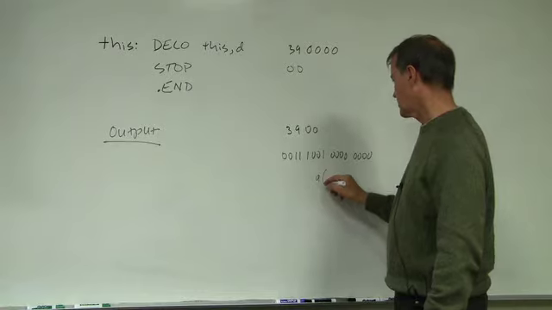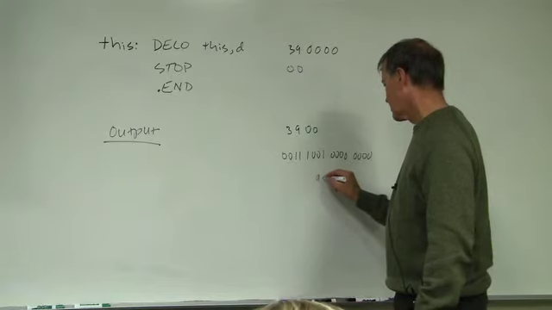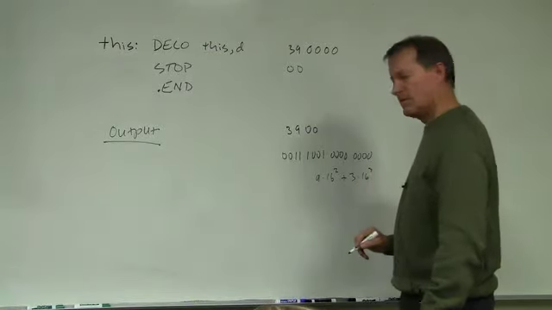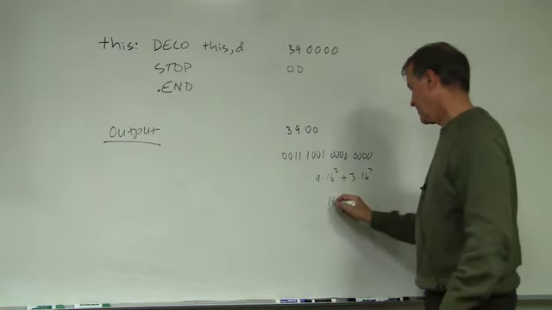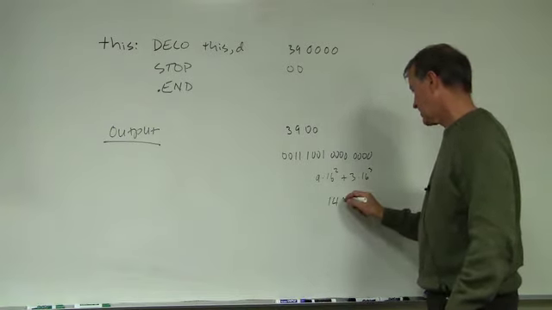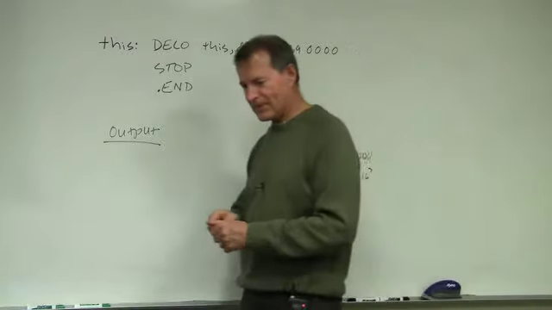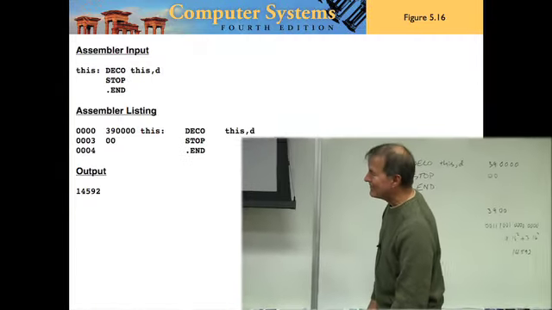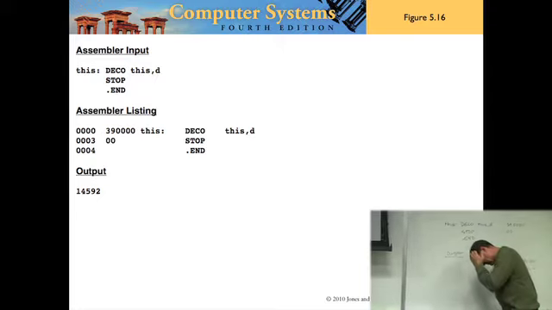So it'd be 9. Does somebody have a calculator? Let's see if we can predict this. 9 times 16 squared plus 3 times 16 cubed. 14,592. Say it again. 14,592. Okay, are you ready? Drum roll. Well done. 14,592. See?